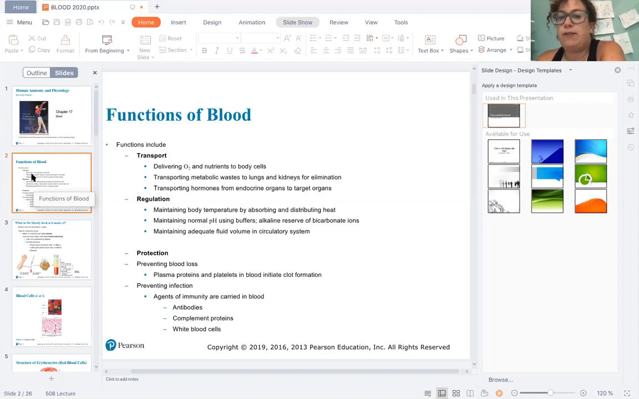Also helps maintain the fluid spaces in all the rest of our circulatory system. It also offers a little bit of protection, so it prevents blood loss because there are plasma proteins and platelets that cause your blood to clot. Some people have defects where they can't clot, but for most of us that don't, if you get a little cut, you're going to start clotting and scabbing. Also, blood helps prevent infections because it carries important things like antibodies, the complement proteins, which we'll go into a little bit, and white blood cells, which are immune cells.